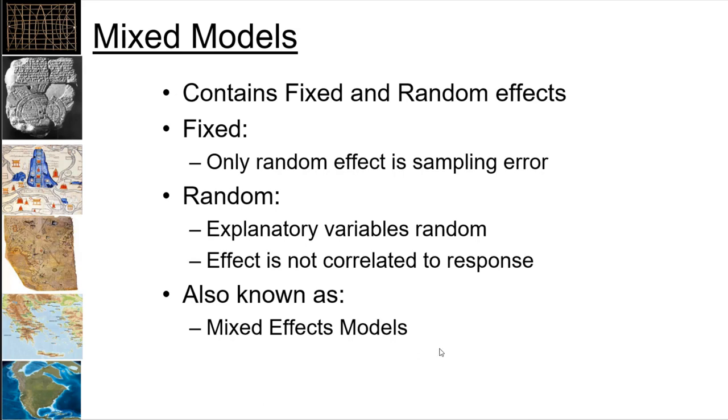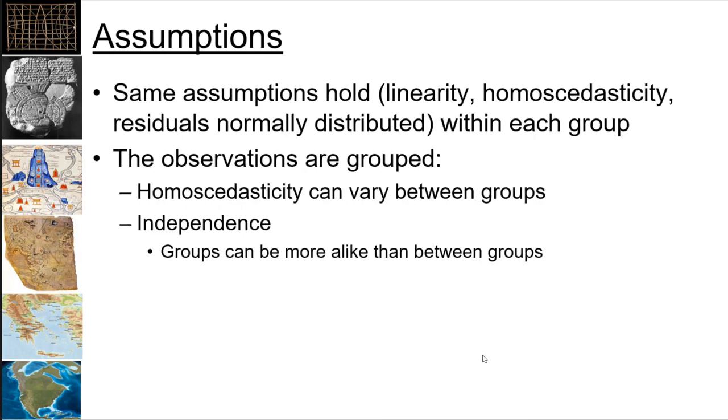So these are known as mixed effects models as well. It's another term you'll see them under. The assumptions for these is that within each group, the same assumptions hold, because we're doing traditional regression with this. The assumptions for linear regression or GLMs or GAMs all hold: linearity, homoscedasticity, residuals normally distributed, or whatever their assumptions are within each group. Once the observations are grouped, those assumptions can vary between each group.